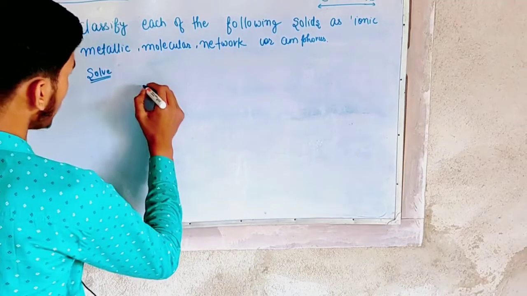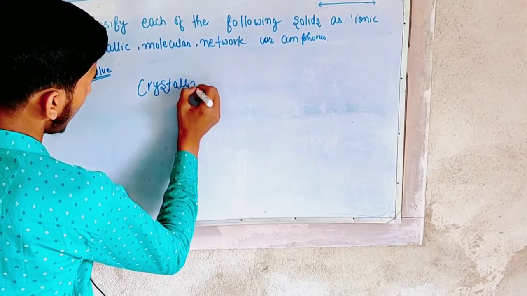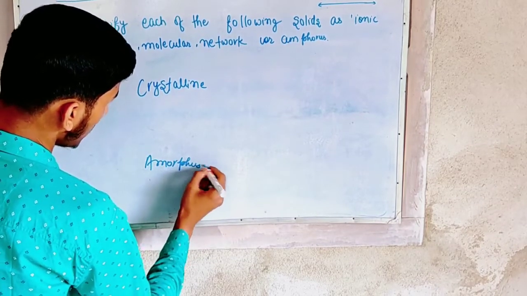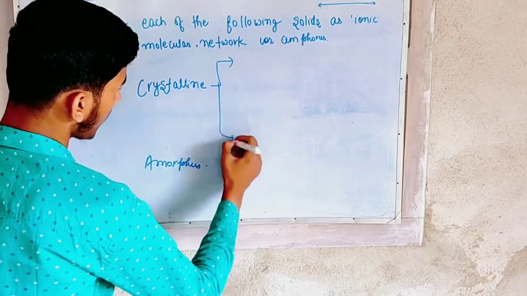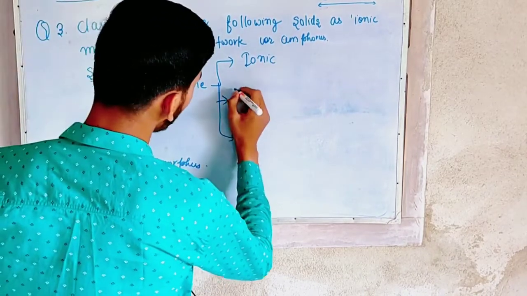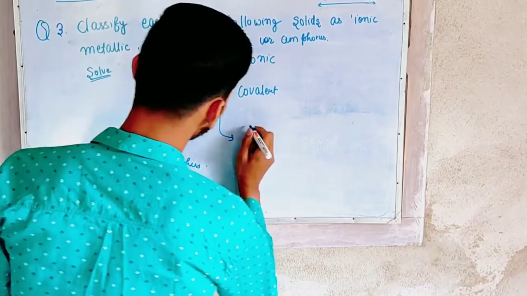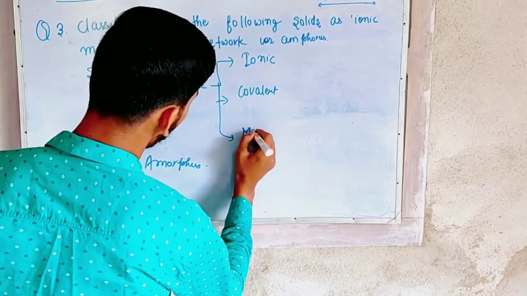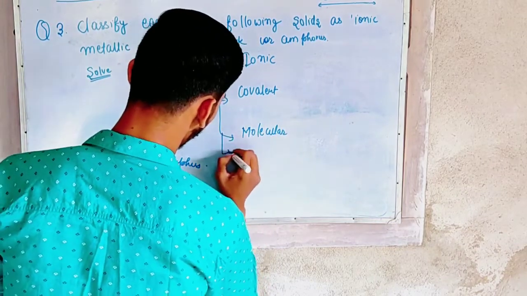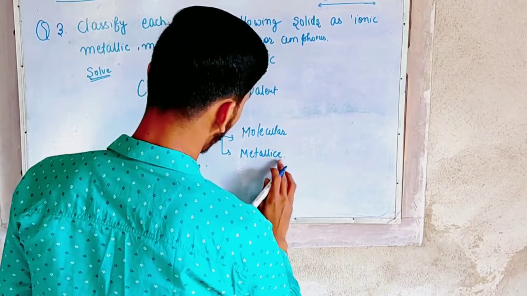this is a crystalline. There are two types of solids, right? The first is crystalline and the second is amorphous, right? In the crystalline there are 4 types. The first is ionic, right? And the second is covalent, and third is molecular, and the fourth is metallic, right?